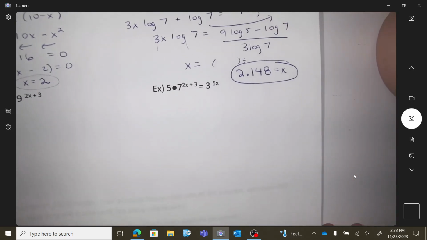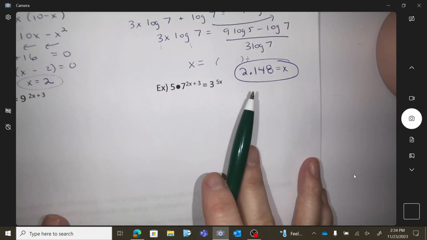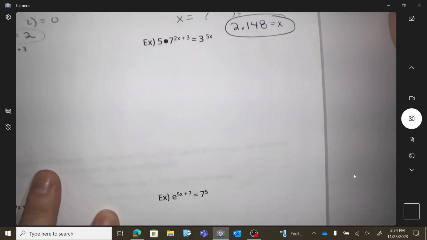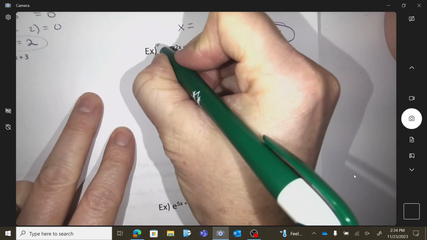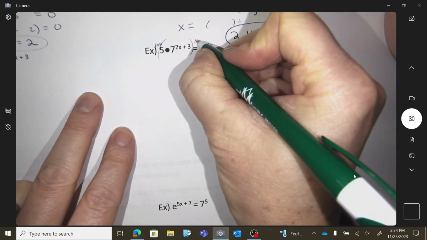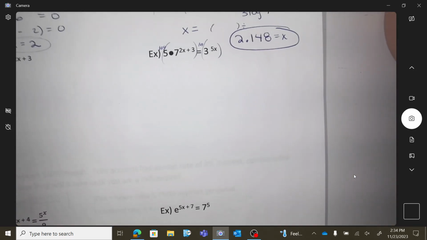Okay, let's go to the one below it. Okay, so this is exponential. So what am I going to do? I'm going to log both sides.